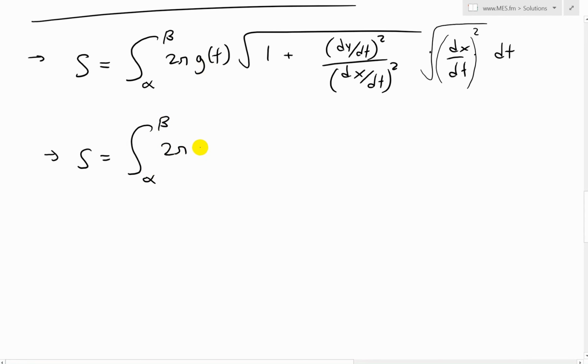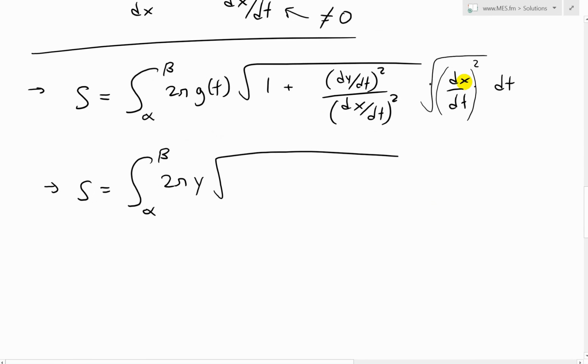I'm just going to write this g of t as y because it looks neater, and we'll include that in our final result. And then we have this square root, and now this dx over dt squared times by 1 because it's inside the square root now, it's the same power. What we have as well, just dx over dt squared.